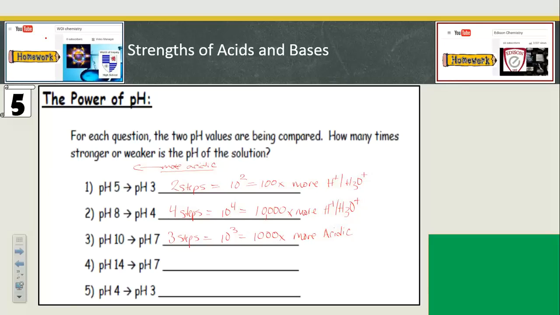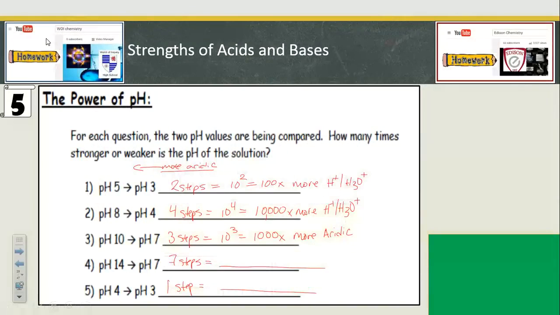pH 14 to pH 7, right? I want you to see that's 7 steps. I want to see you finish the rest. pH 4 to pH 3, that's 1 step. I want you to tell me how much more acidic those 2 solutions are becoming.